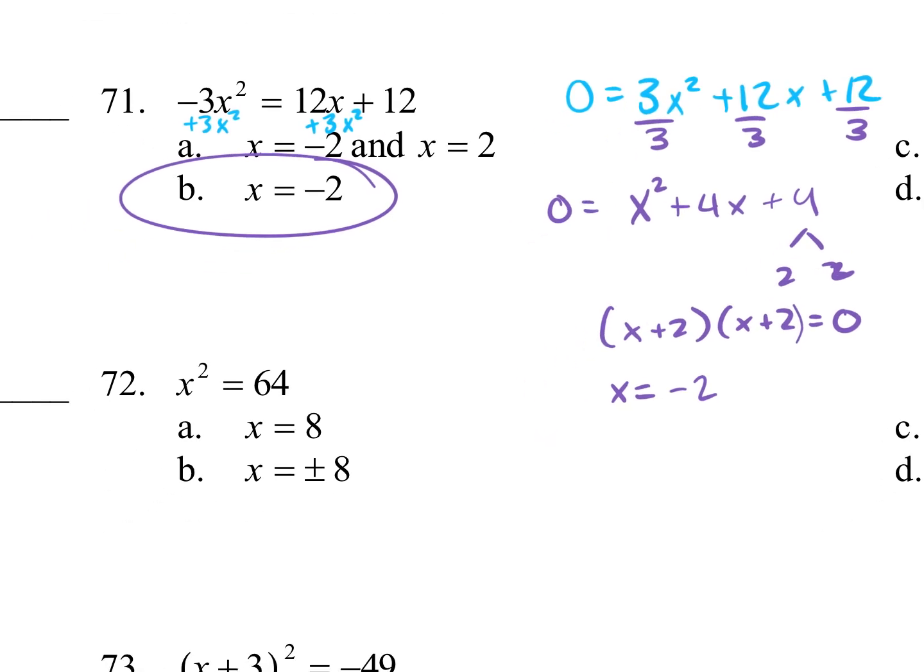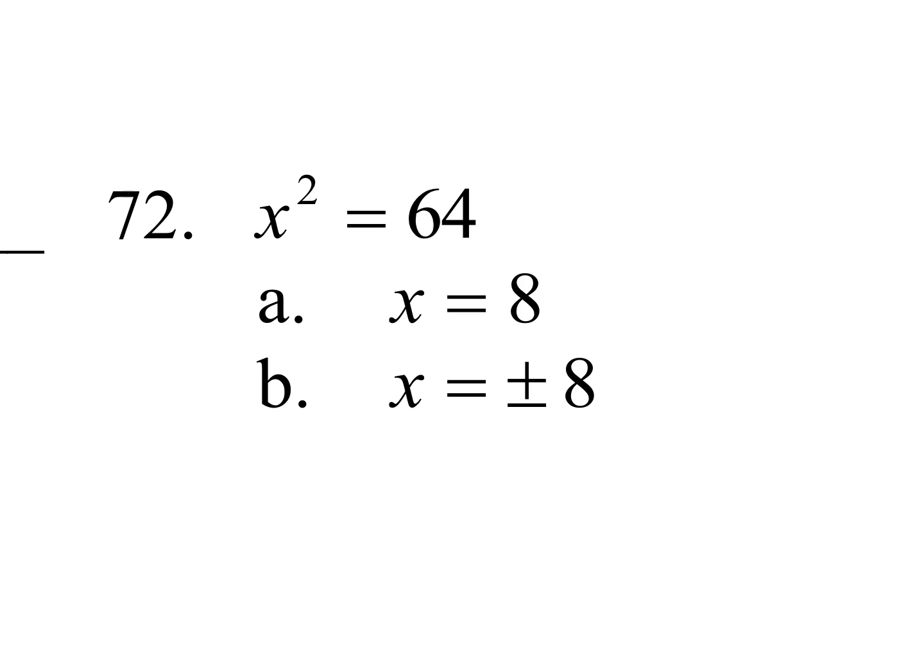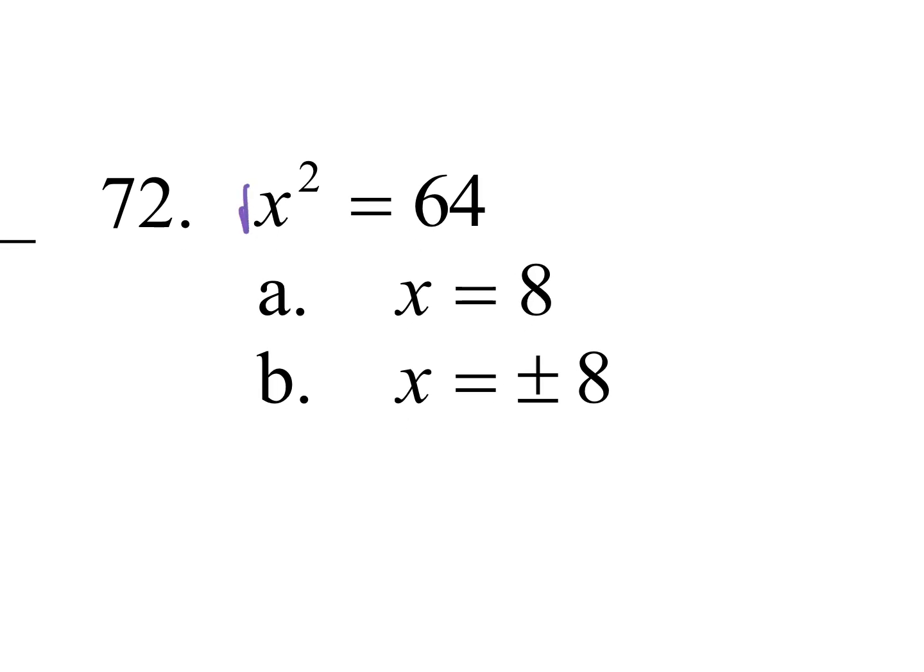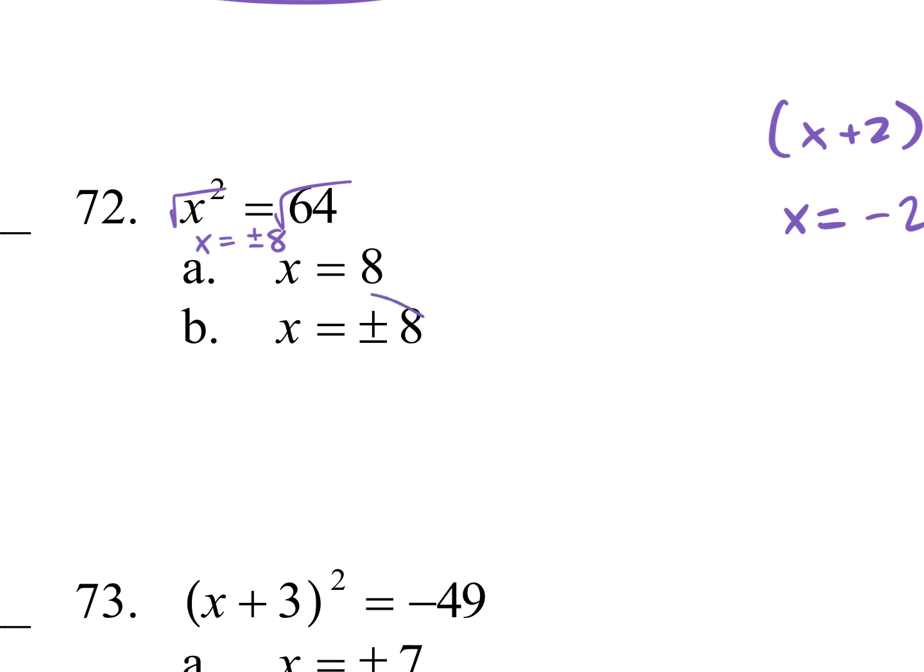And the next one, I only have an x squared, so how could I solve this? Square root both sides. So I get x is equal to, awesome, plus or minus 8. Anytime you take the square root of both sides, you need the plus or minus.